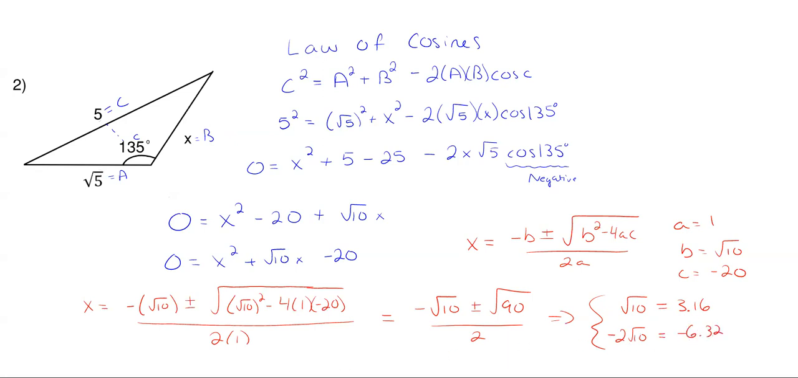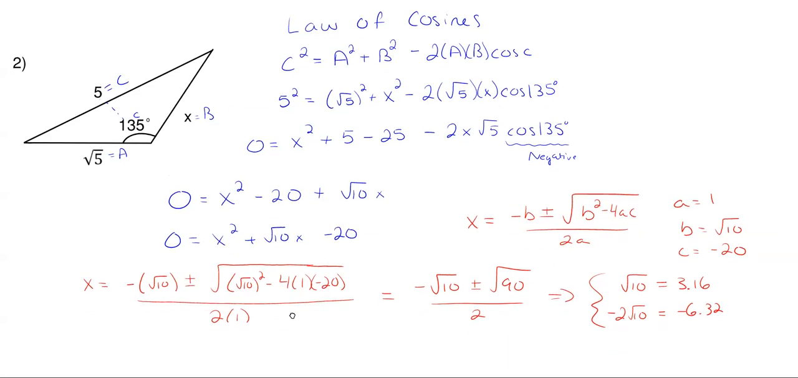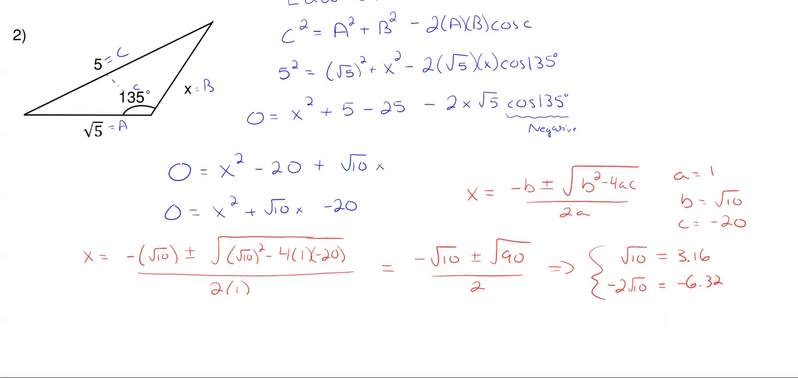So which one of those does not make sense? Well, we're looking for a side here. Can we have a negative side? No, we can't have a negative side. So this 6.32 doesn't make any sense. So we're left with the 3.16. And that's what my x would be. So my final answer here for x would be the positive one, which is 3.16. And that would be solving that problem using the law of cosines.